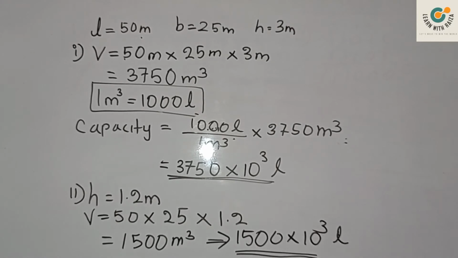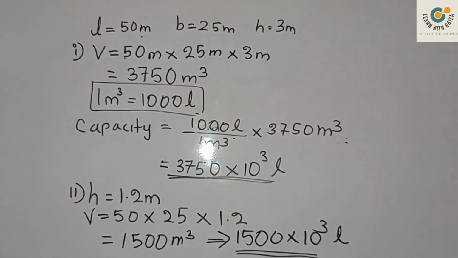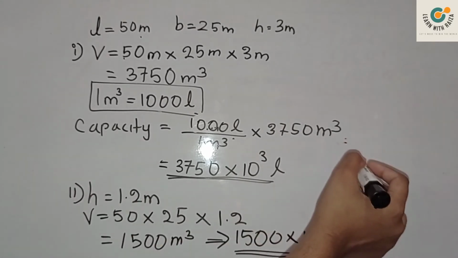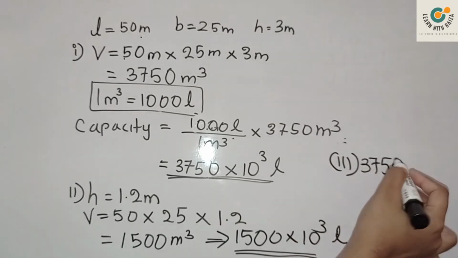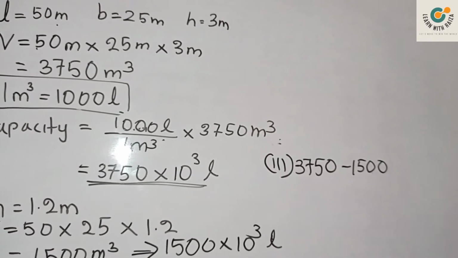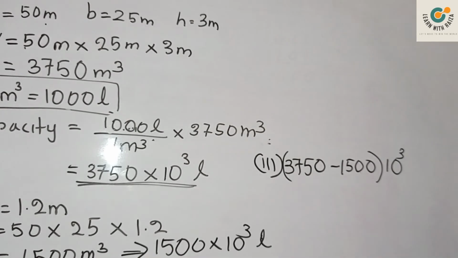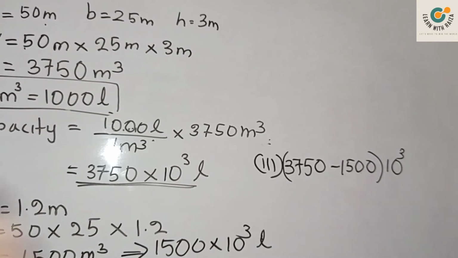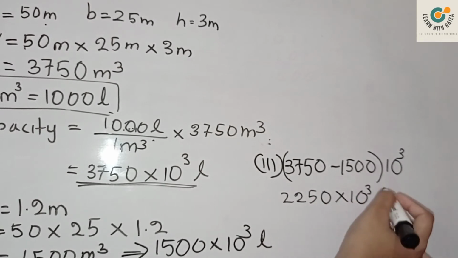The third Roman number says to find out how much more water is required. This is the capacity of the swimming pool, but this is the capacity that is filled in the swimming pool. So how much more water can we fill? You can subtract for that, Roman number 3. You can subtract and say 3750 minus 1500, and both are in 10 to the power of 3, so we can write 10 to the power 3 outside. When you subtract 1500 from 3750, you get 2250, and with that 10 to the power 3, the answer comes in liters.